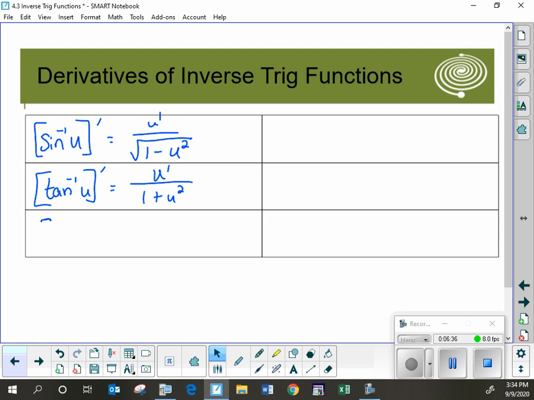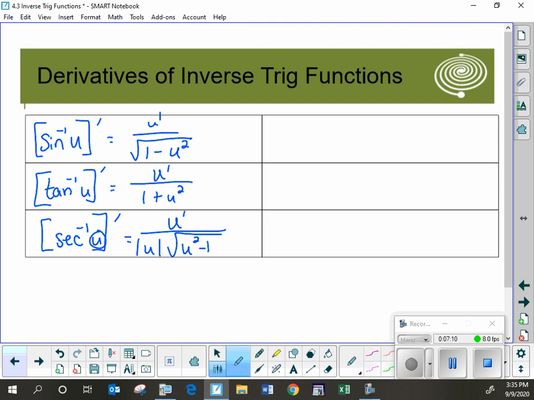And the other one, secant inverse of u. Let's take its derivative. It turns out to be u prime. Basically, the u prime on top is the chain rule, isn't it? Because we're saying let this be some function where u could be 3x minus 7. And this u prime is taking care of the chain rule on that. Okay, absolute value of u square root u squared minus 1.